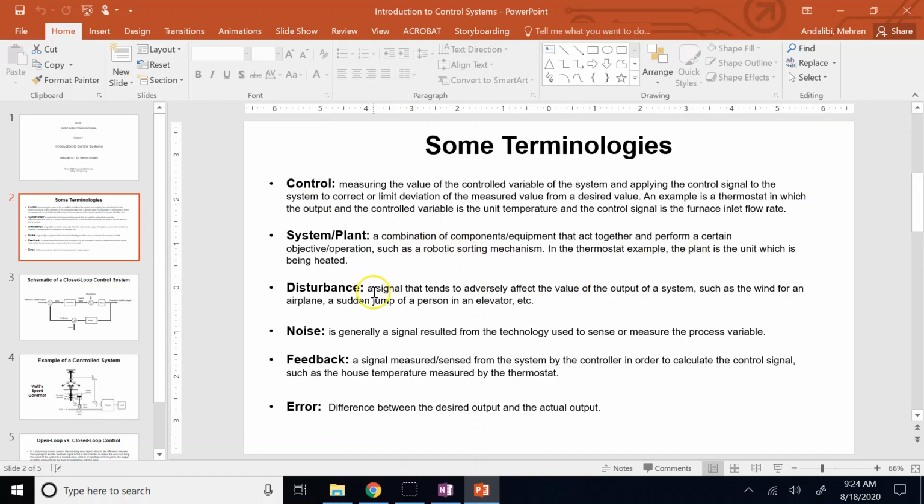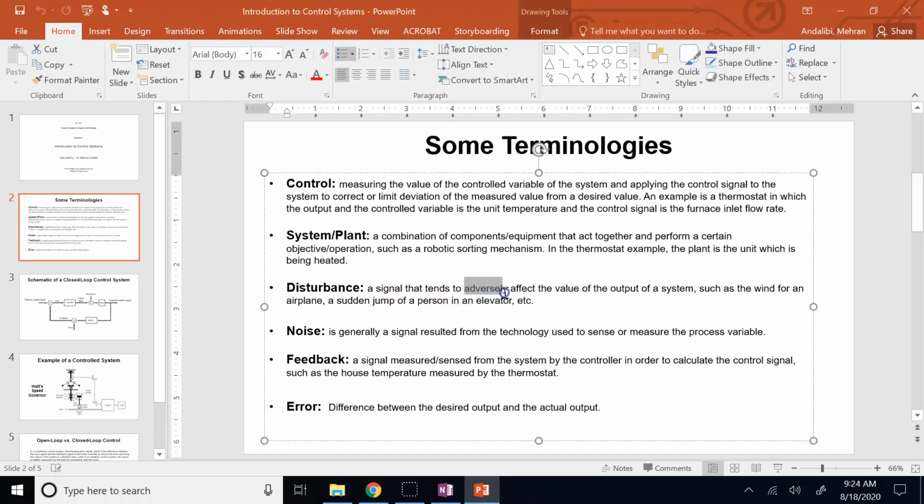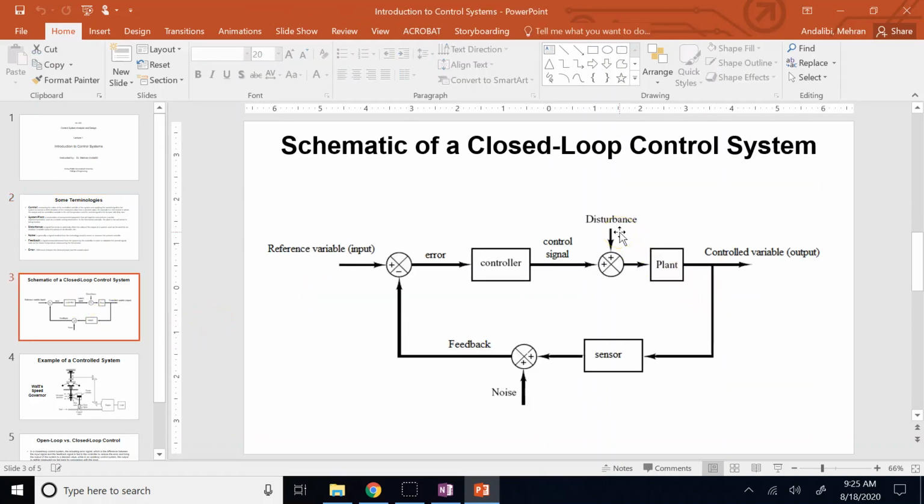Disturbance, please pay attention. It's a signal that tends to adversely affect the value of the output. So disturbance is typically not there to help you. It's typically there to mess up with your work, okay, like the wind on an airplane. Or if the elevator is going down smoothly, then some person just jumps up and down in the elevator and mess up with the vertical position of the elevator. So it's not really there to help you, but this is an input to the system, okay? So disturbance is an input to the system, unpredictable, typically adversely affecting the output.